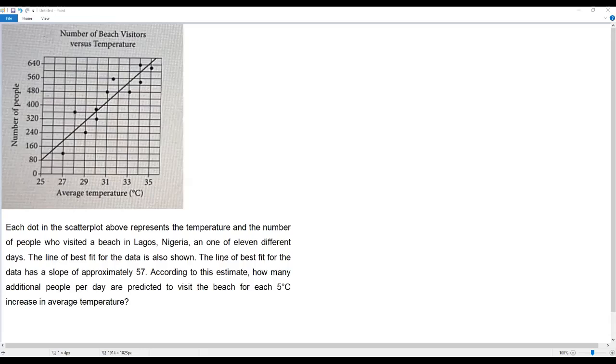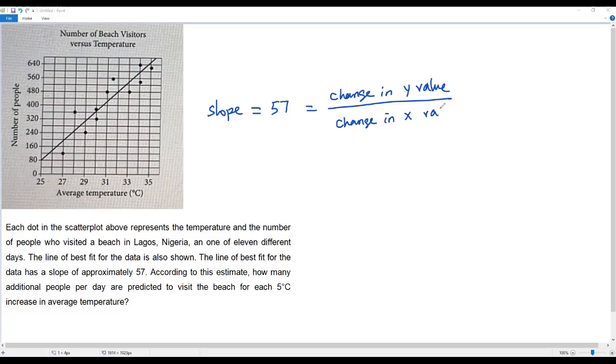The line of best fit for the data has a slope of approximately 57. According to this estimate, how many additional people are predicted to visit the beach for each 5 degrees Celsius increase in average temperature? Okay, the slope of the line of best fit is given, that is slope equals 57. Usually, we define the slope as change in y value with respect to change in x value.